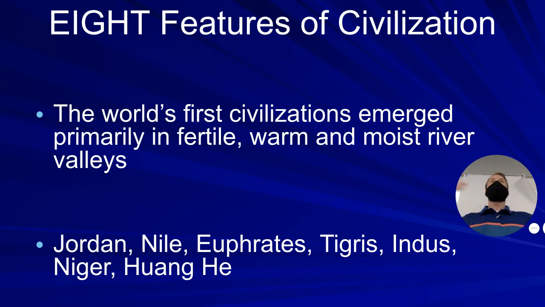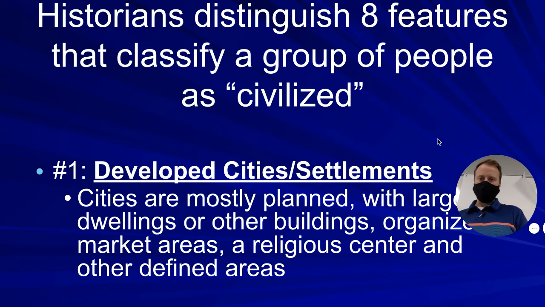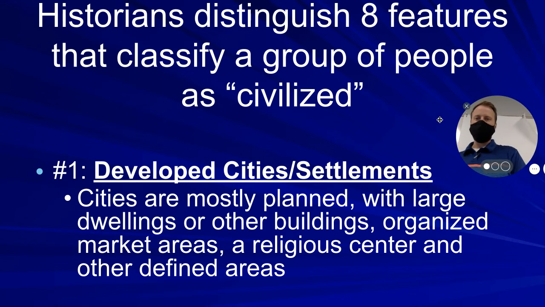Because what allows for this to happen? What do rivers do? They flood and bring what? Water and nutrients to the soil, okay? Y'all should have learned about this in middle school. As these rivers flood, they leave silt on the soil, and as the waters recede, it's great for agriculture, planting crops. Okay? Good. So once they develop this, we begin to see that historians distinguish 8 features.